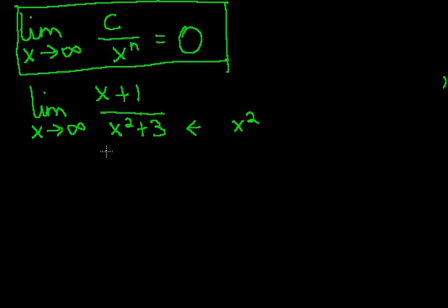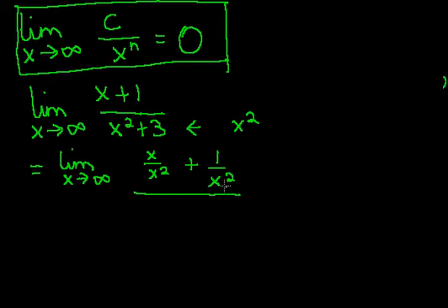So in this problem, this would equal the limit as x tends to infinity of x over x squared, and all I'm doing is dividing every single term by the highest exponent in the denominator. So it's x over x squared plus 1 over x squared, and that's all over x squared over x squared plus 3 over x squared.